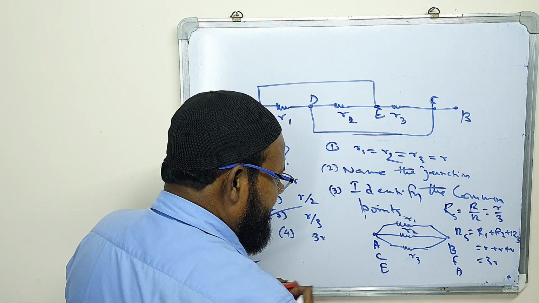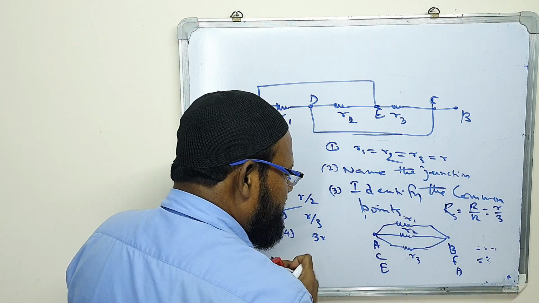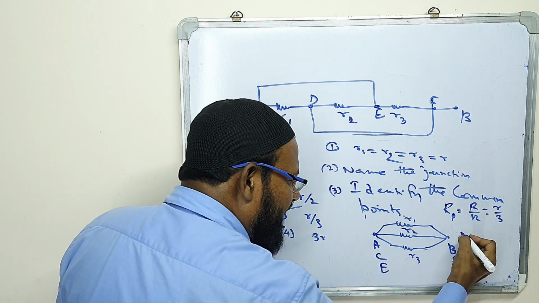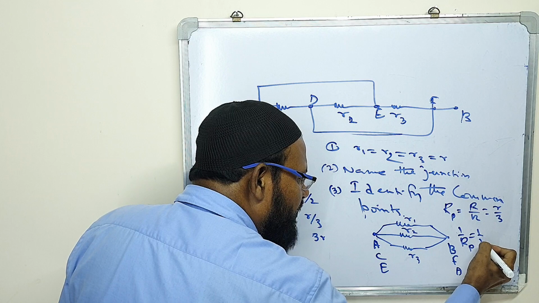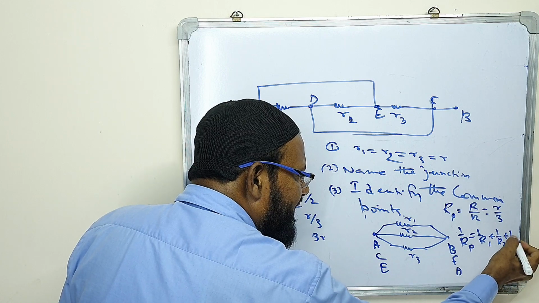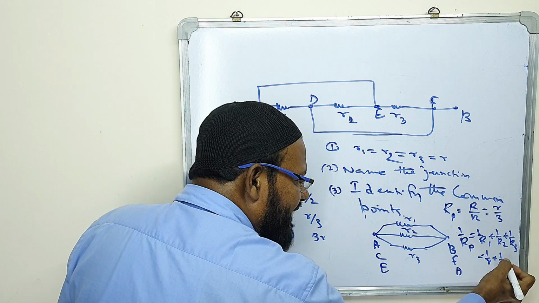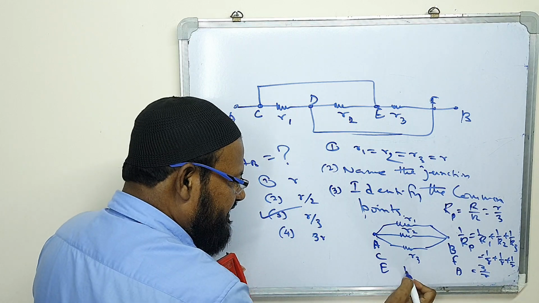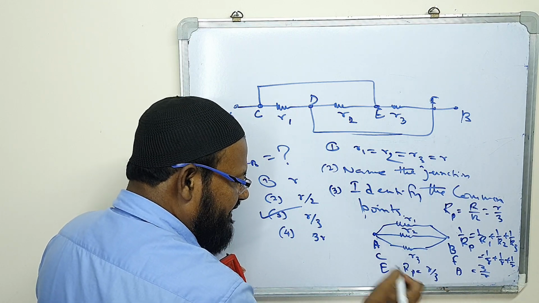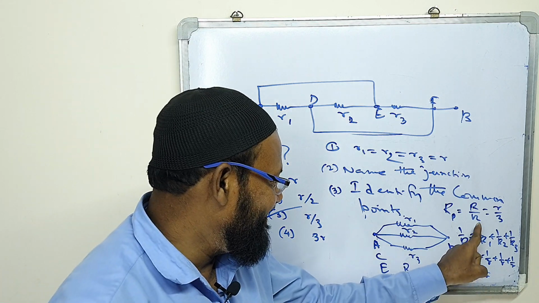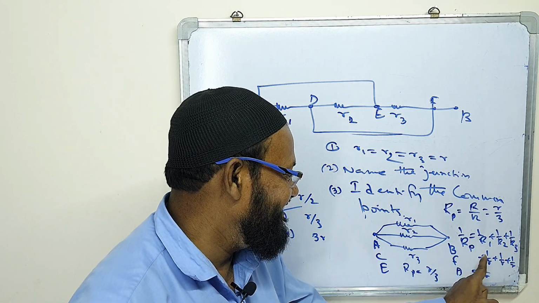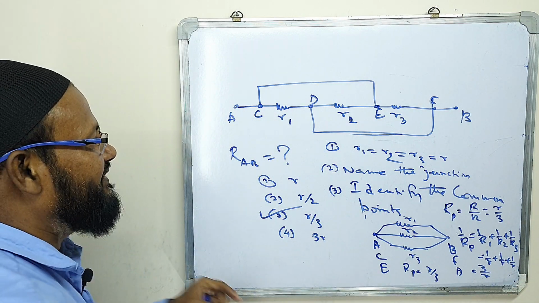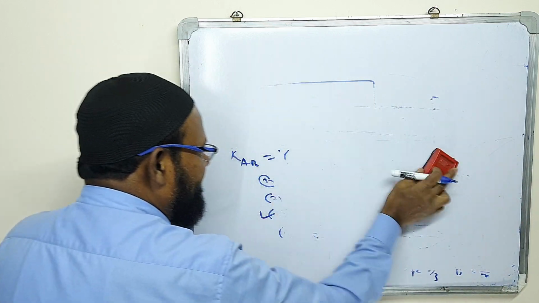Sorry, this is not S, this is P. In case of parallel connection, what is the formula? 1 by Rp equal to 1 by R1 plus 1 by R2 plus 1 by R3. This is 1 by R plus 1 by R plus 1 by R. This can be written as 3 by R, and therefore Rp equal to R by 3. In case of all the resistances the same, it is R by N. Okay? Just simple.